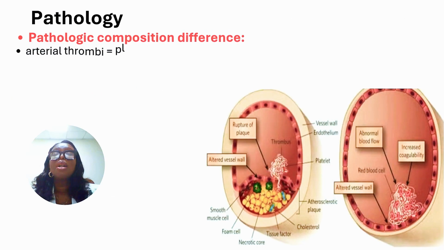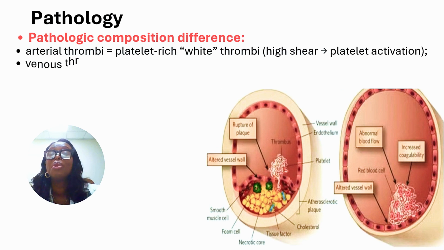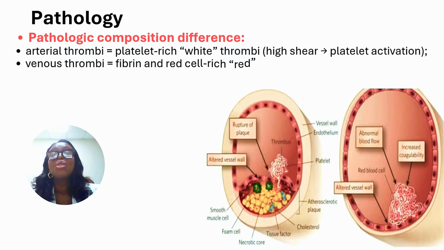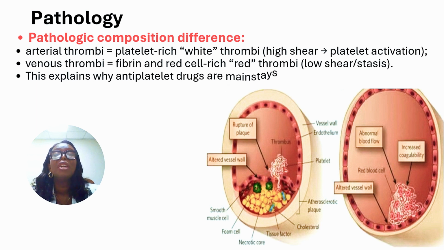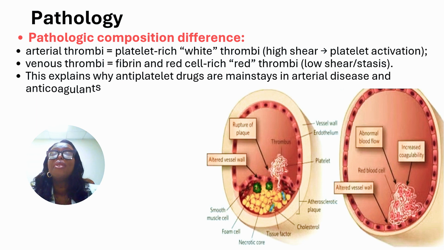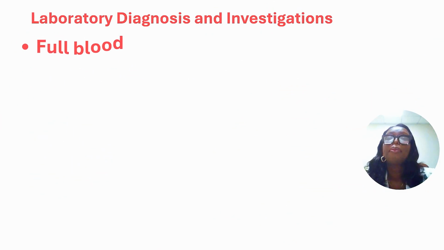So that is the pathological composition difference between arterial thrombus and venous thrombus. Arterial thrombi are platelet-rich, white thrombi, which occur in high shear platelet activation, while venous thrombi are fibrin and red blood cell rich, red thrombi, which occur in low shear and stasis. This explains why antiplatelet drugs are the mainstay in arterial disease, while anticoagulants are central in venous diseases.